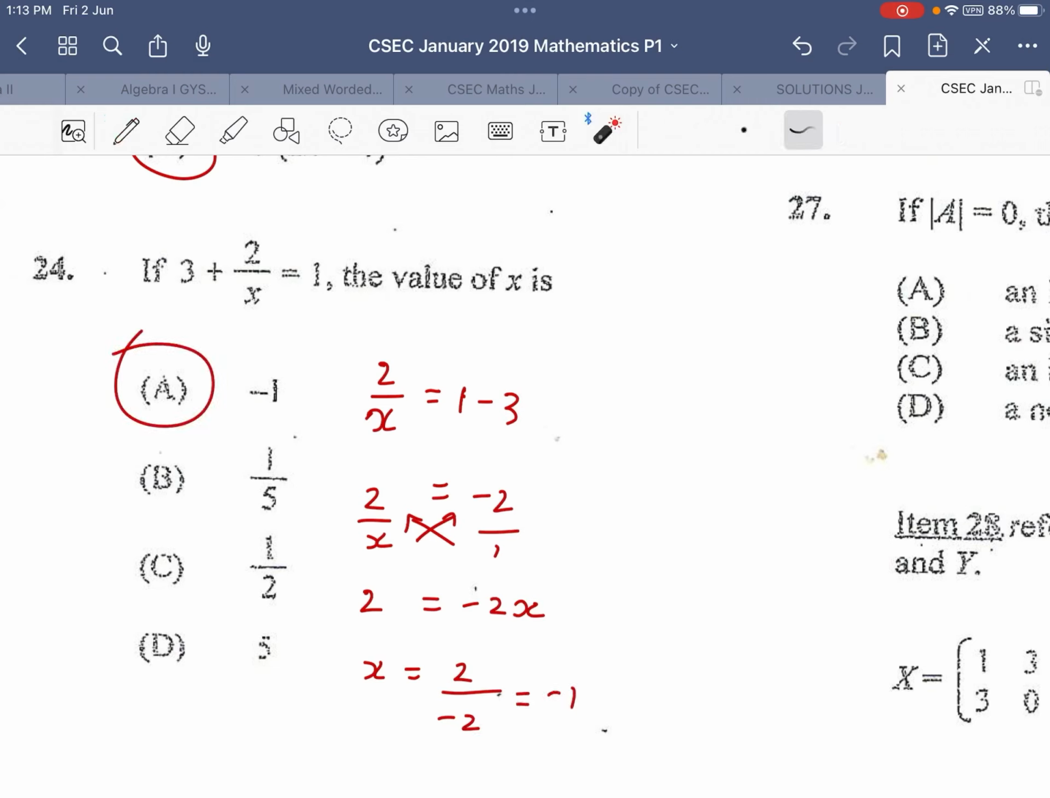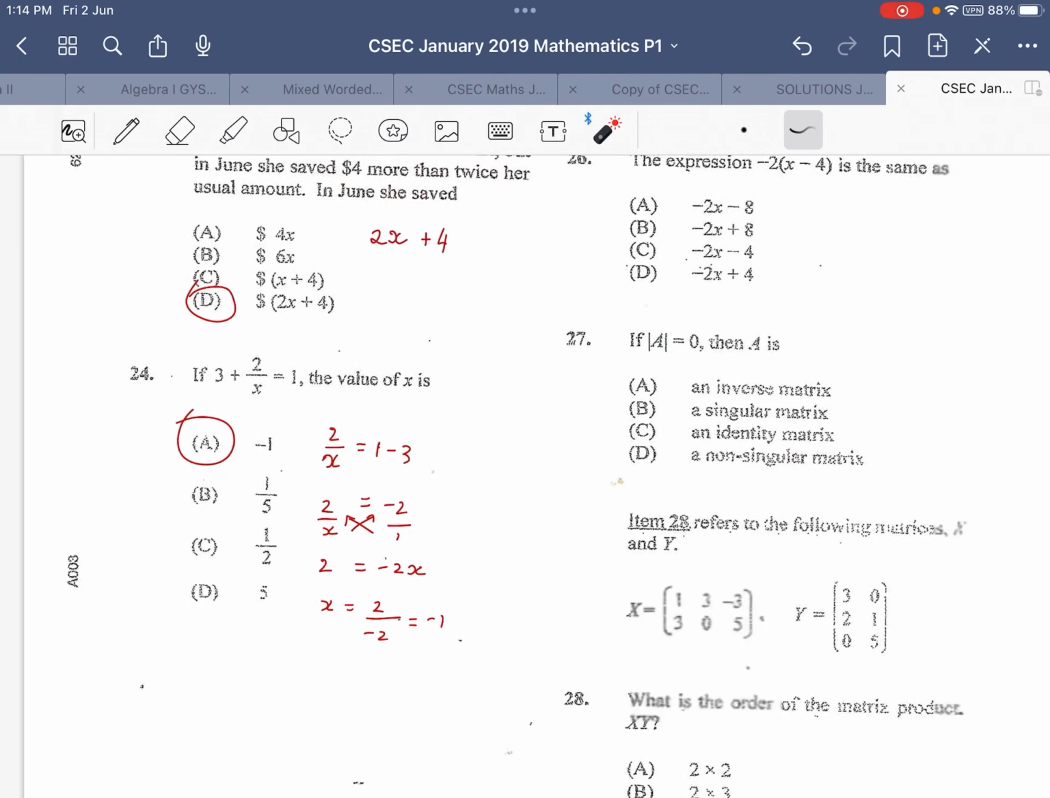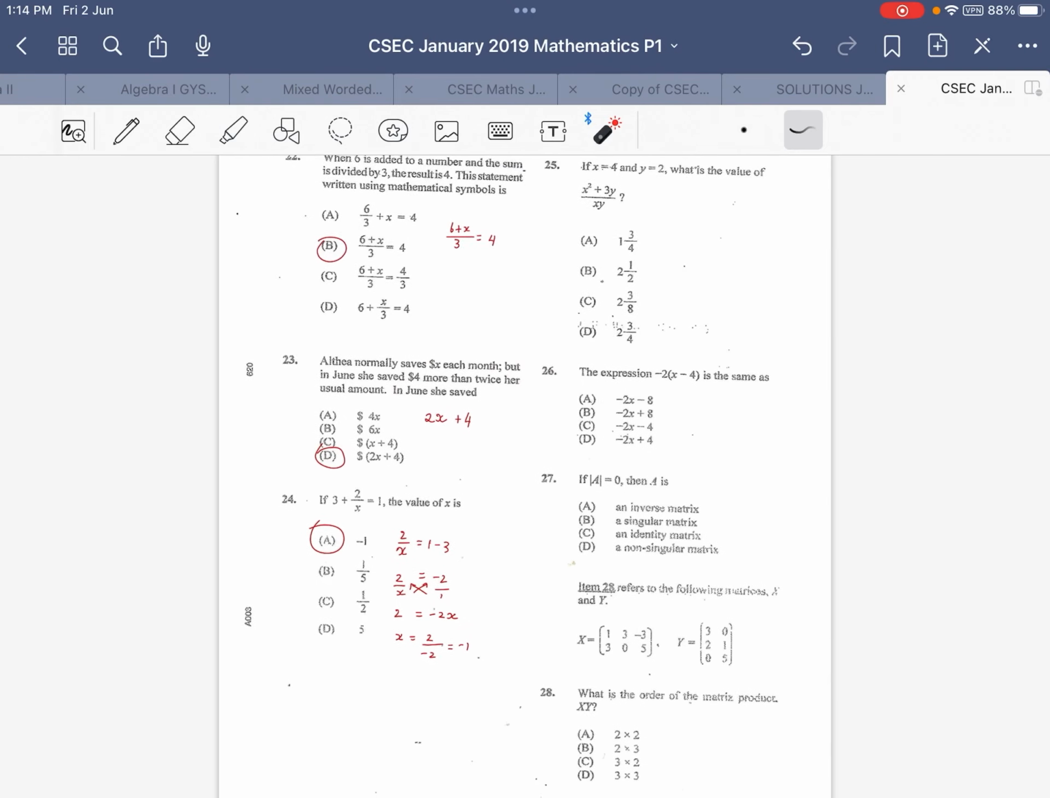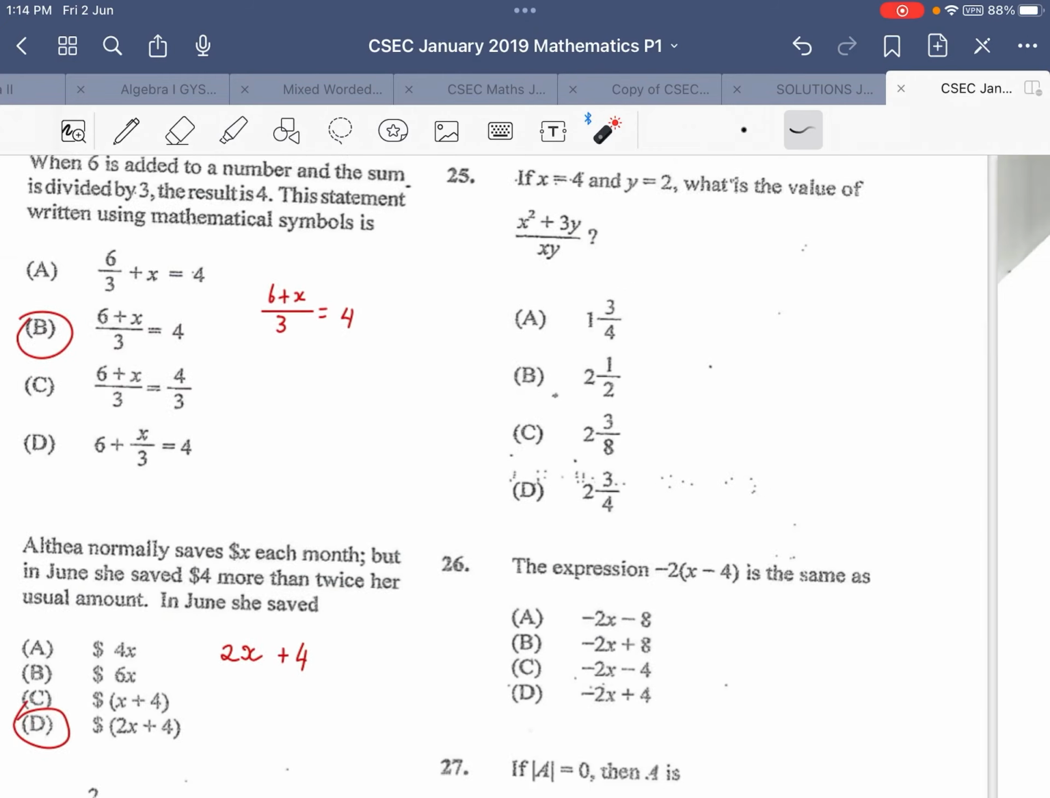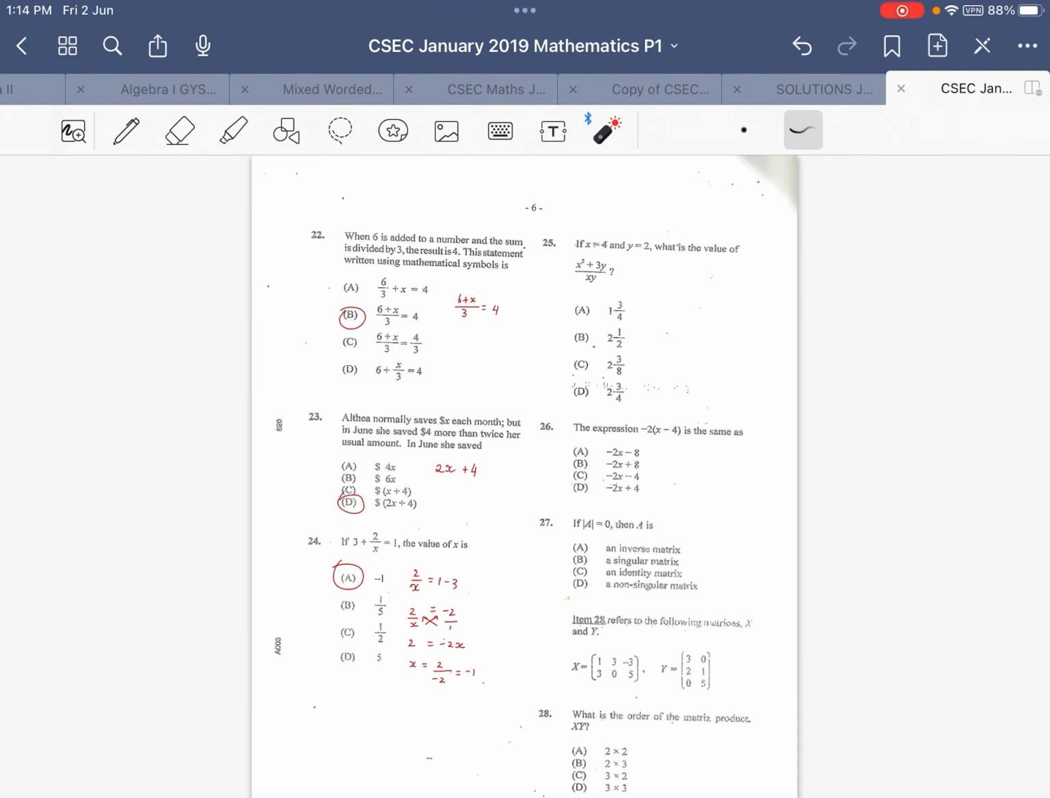Right, now if you put in minus 1 into this equation, we get 2 over minus 1, which is minus 2, and 3 minus 2 is 1. Right, so there are multiple ways to work it out, and that is just a shortcut if you do not know, or if you're not too confident in the algebra.